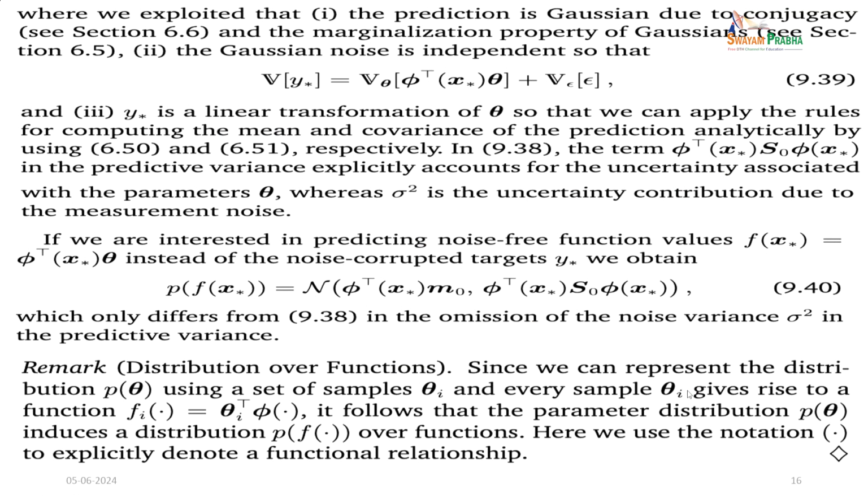where we exploited that, number 1, the prediction is Gaussian due to conjugacy and the marginalization property of Gaussians. Number 2, the Gaussian noise is independent, so that V of y star equals V_theta of phi transpose x theta plus V of epsilon. And number 3, y star is a linear transformation of theta, so that we can apply the rules for computing the mean and the covariance of the prediction analytically.